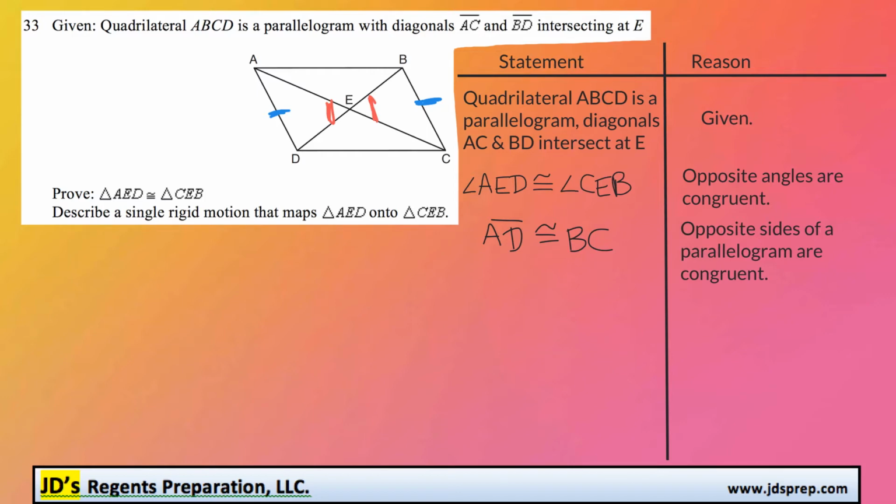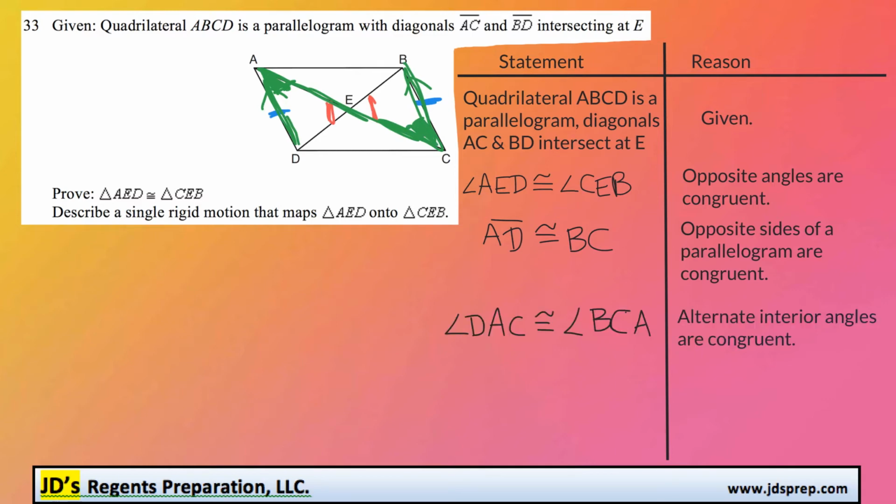And this comes from alternate interior angles. We do know that AD and BC are parallel because it's a parallelogram. And so if you see this Z pattern here, I'm just going to draw it out in this green marker. Because of this green Z pattern, we know that this angle here and this angle here will be the same because they're alternate interior angles.